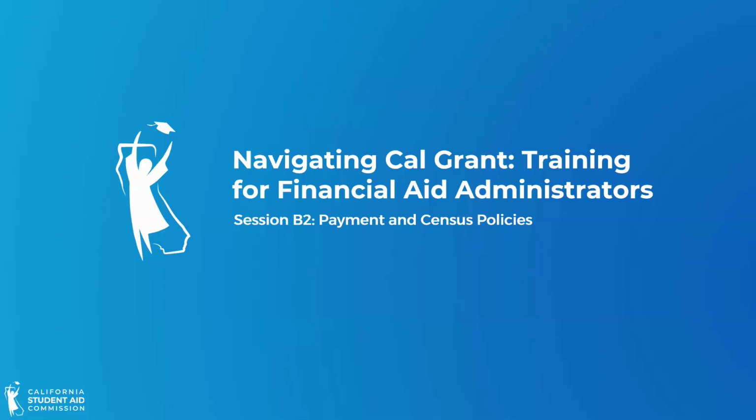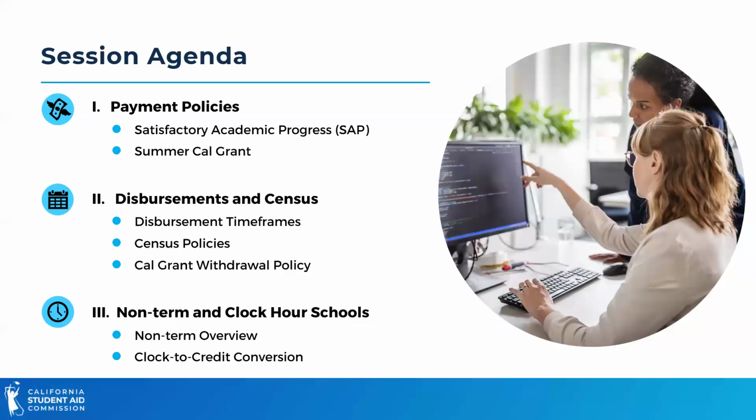All right, session B2, payment and census policies. What we'll be covering in this next hour includes policies such as satisfactory academic progress and summer Cal Grant. We'll talk more about disbursements and census policies, including important timeframes and the Cal Grant withdrawal policy. And we'll round things out with non-term and clock hour schools.